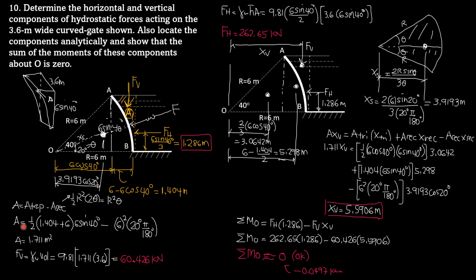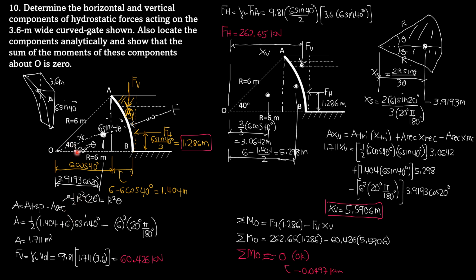So area is area of trapezoid, 1/2. The upper base is 1.404. The lower base of the trapezoid is 6 meters. And the height is 6 sine of 40. So that's the area of the trapezoid. Then the area of the sector is 1/2 r square.